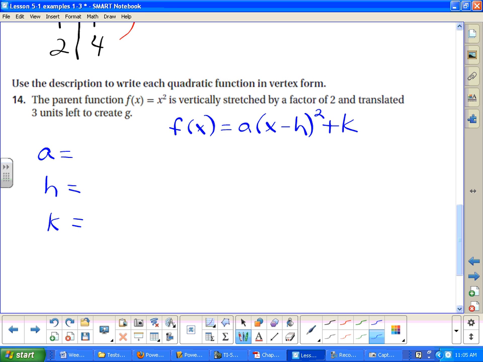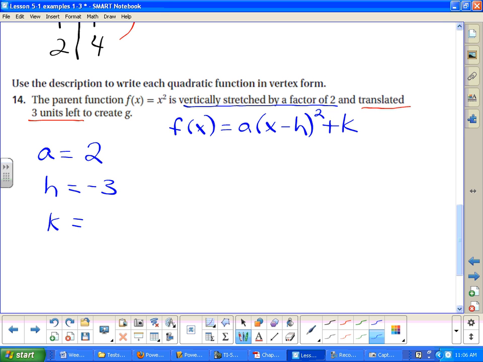So look at the things that are happening. All right, so we've got vertical stretch by a factor of 2 and translated 3 units to the left. So there's only 2 things in this case. So what's the value of A then? Okay, it's vertically stretched by a factor of 2, so A is positive 2. And then it says translated 3 units to the left. Is that H or K? Okay, it's H. Is it positive or negative? Okay, so H is a negative 3.